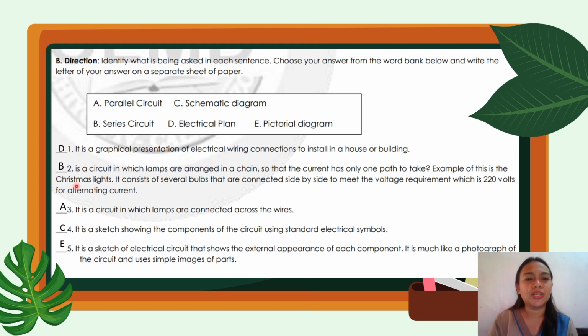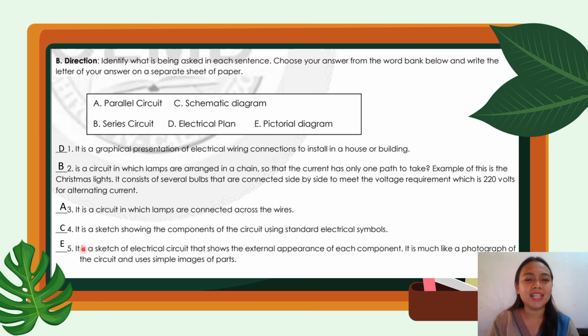For number 2 is a circuit in which lamps are arranged in a chain so that the current has only one path to take. Natatandaan ba yung circuit that has one path to take? The answer here is letter B, series circuit. And for number 3, it is a circuit in which lamps are connected across the wires. The answer here is letter A, parallel circuit.